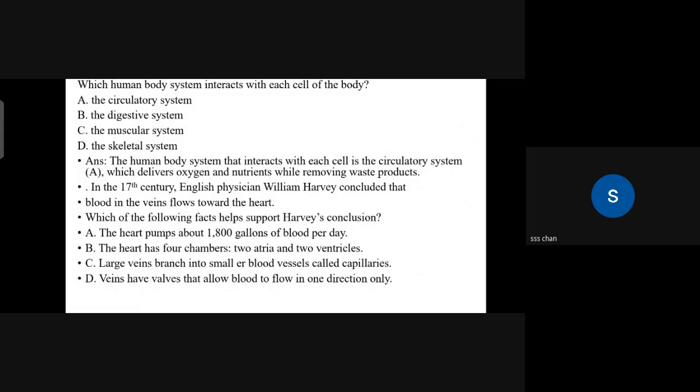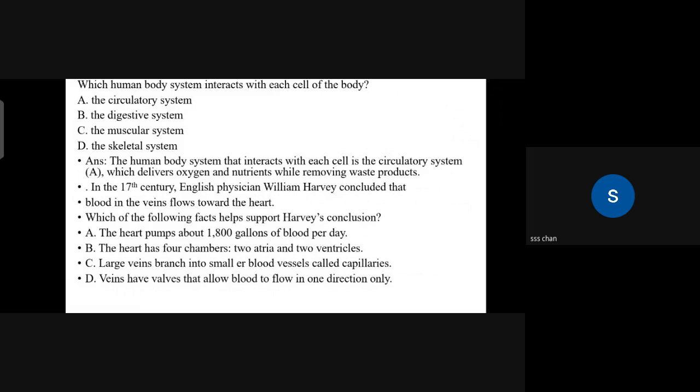A. The heart pumps about 1,800 gallons of blood per day. B. The heart has four chambers: the atria, that's your auricles, and two ventricles. C. Large veins branch into smaller blood vessels called capillaries. D. The veins have valves that allow blood to flow in one direction only. The answer here is option D. Option D is the fact that supports Harvey's conclusion.